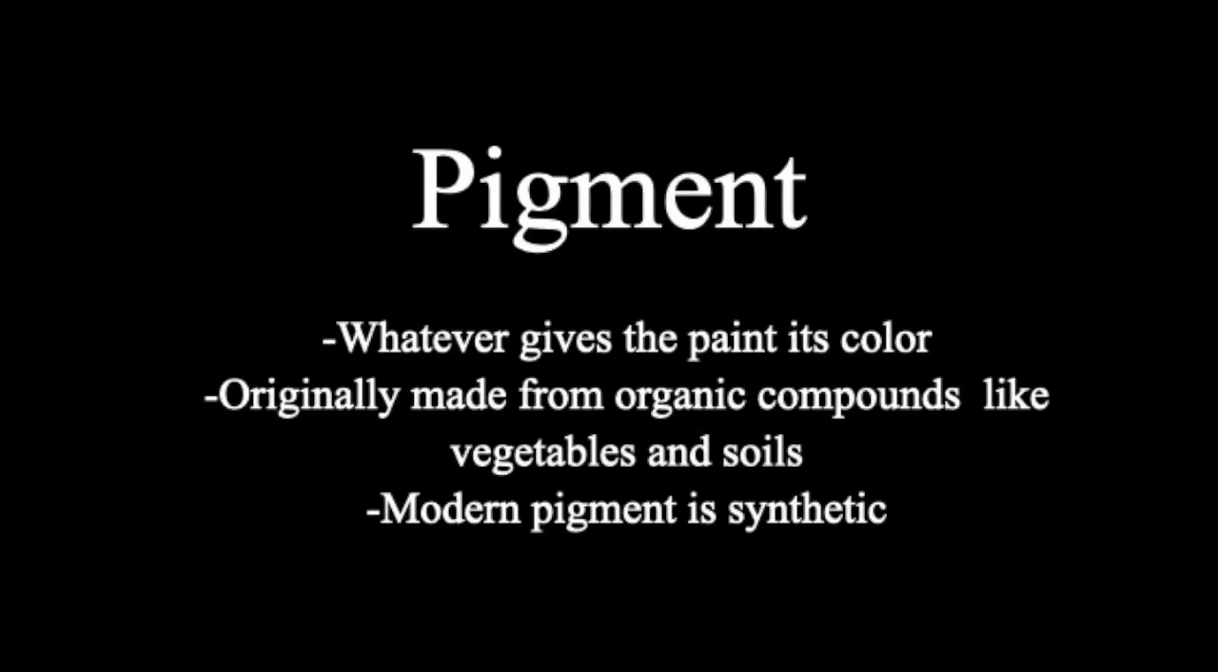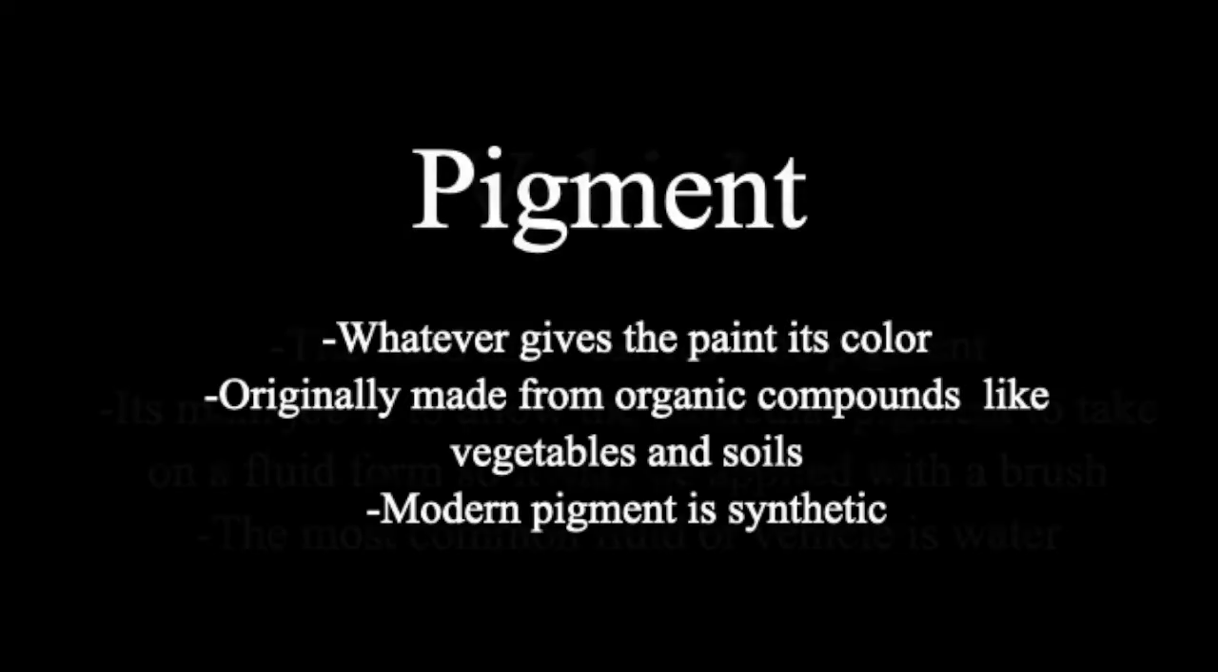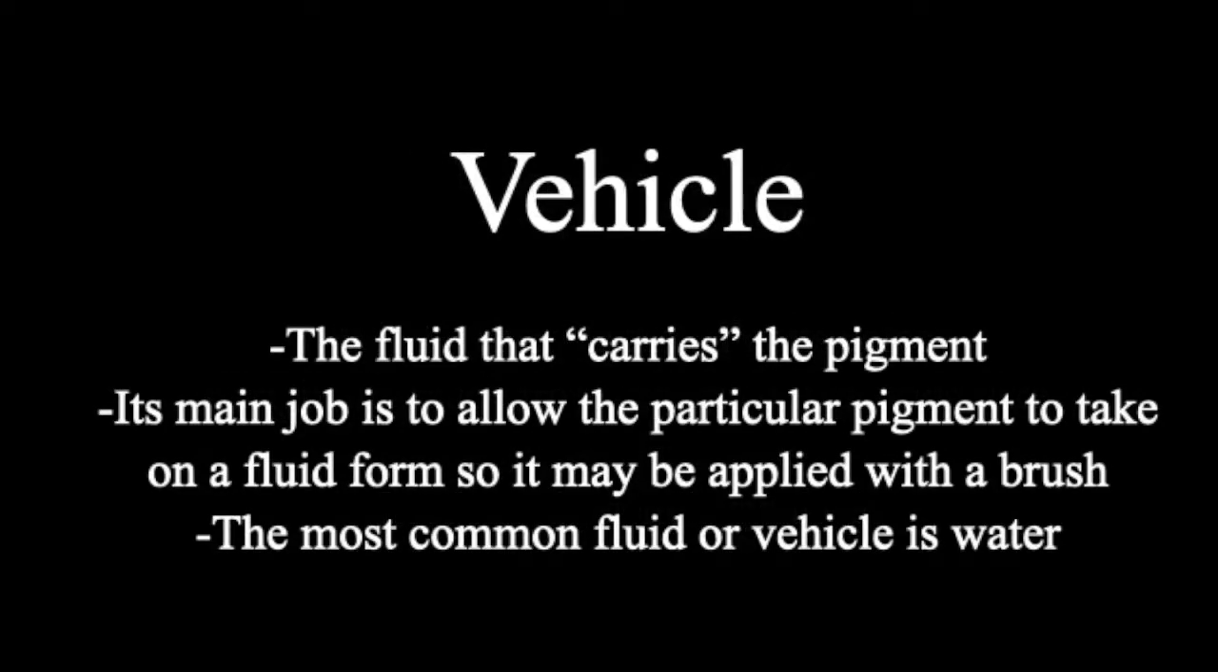Pigment, what gives the paint its color. Originally made from organic compounds like vegetables and soils, modern pigment is synthetic. Vehicle, the fluid that carries the pigment. Its main job allows the particular pigment to take on a fluid form so it can be applied to the brush. Most common fluid is vehicle or water.